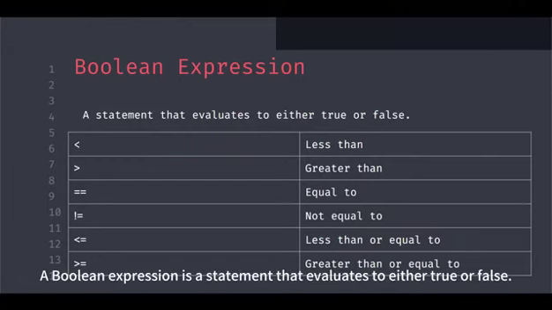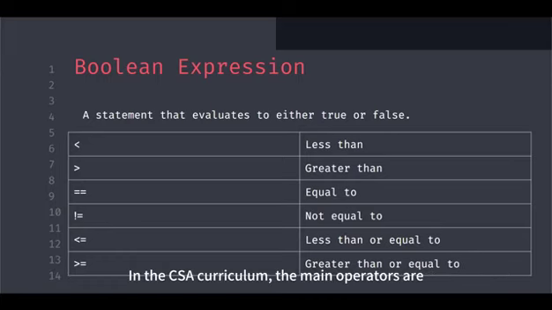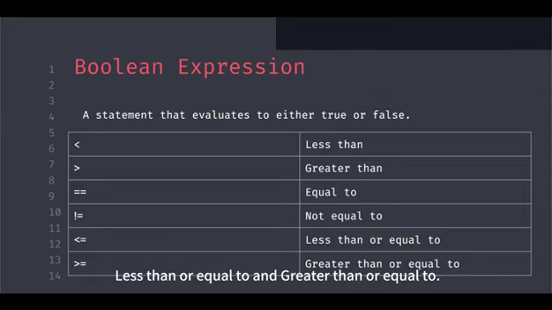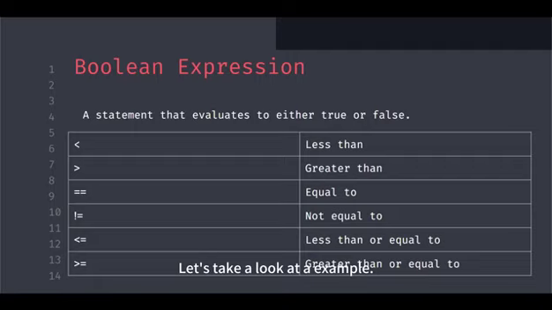A Boolean expression is a statement that evaluates to either true or false. In the CSA curriculum, the main operators are less than, greater than, equal to, not equal to, less than or equal to, and greater than or equal to. These comparisons result in Boolean values, which are the building blocks of our if statement. Let's take a look at an example.